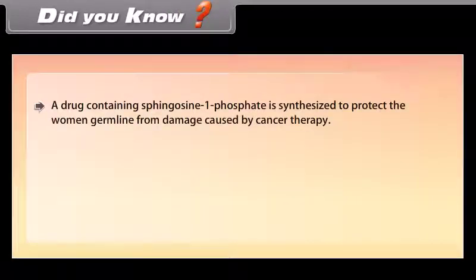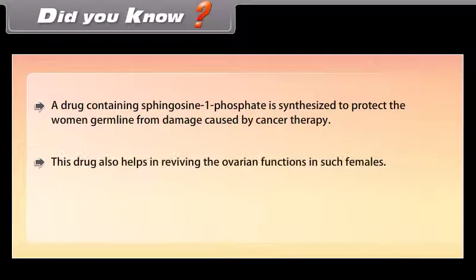Did you know? A drug containing sphingosine 1-phosphate is synthesized to protect the female germline from damage caused by cancer therapy. This drug also helps in reviving the ovarian functions in such females.